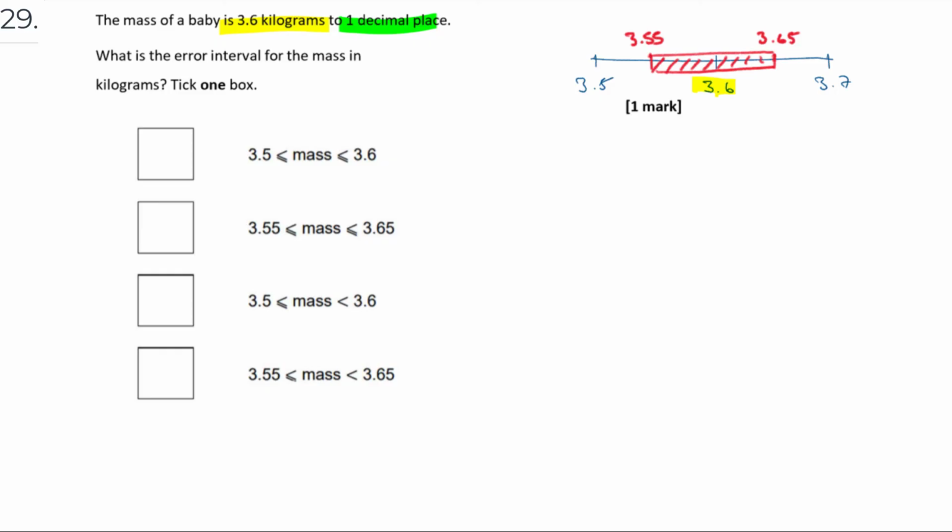So I need the boundary that is, for my mass, it's going to be greater than or equal to 3.55, but strictly less than 3.65, because really 3.65 rounds up to 3.7, doesn't it? So it's still the boundary, but it rounds up. So which one is that then? It's got to have 3.55 at one end. So it's either this one or this one, but there's only one that's got the less than symbol on the other side, which is that one there. So it's going to have to be this one.